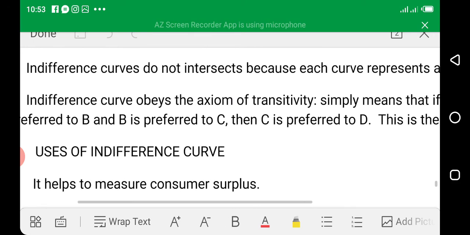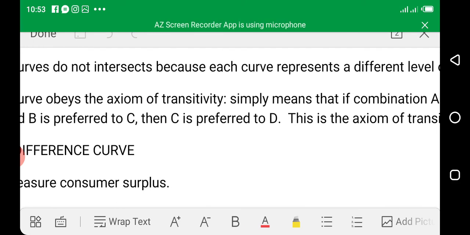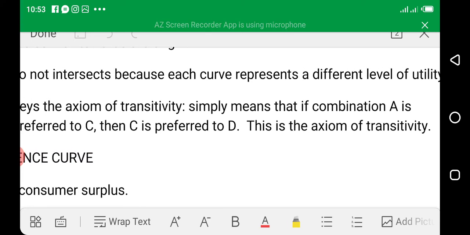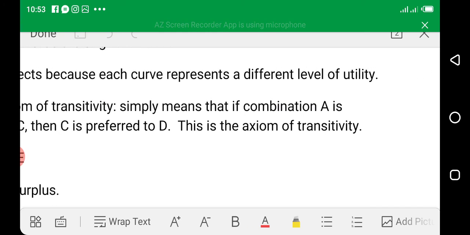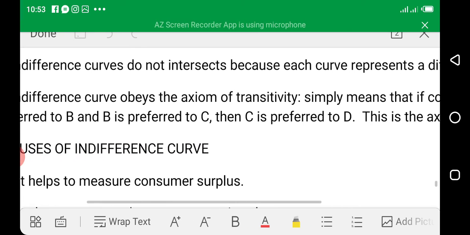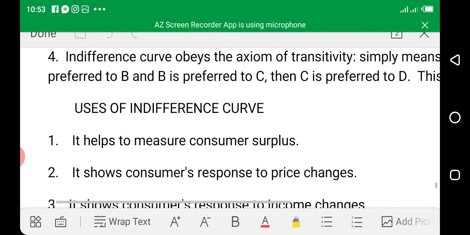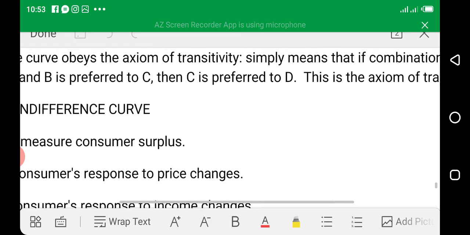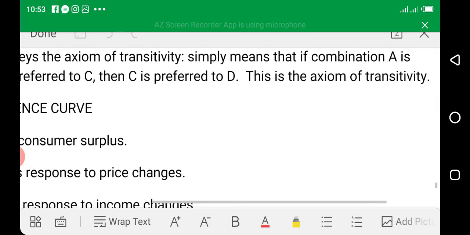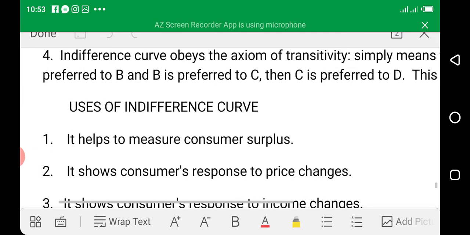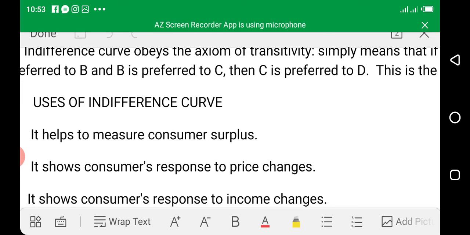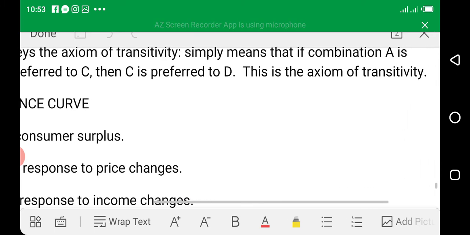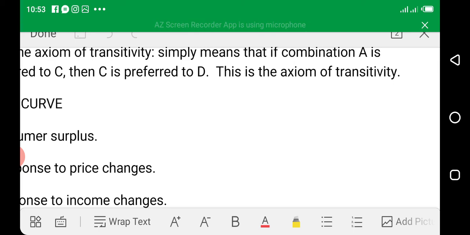Indifference curves do not intersect because each curve represents a different level of utility. Number 4: indifference curves obey the axiom of transitivity. This simply means that if combination A is preferred to B and B is preferred to C, then A is preferred to C. This is the axiom of transitivity.